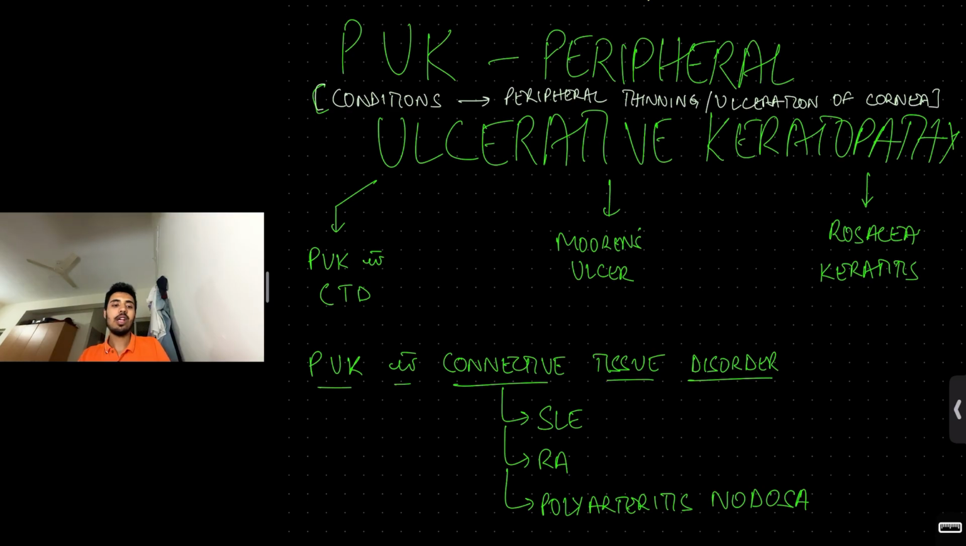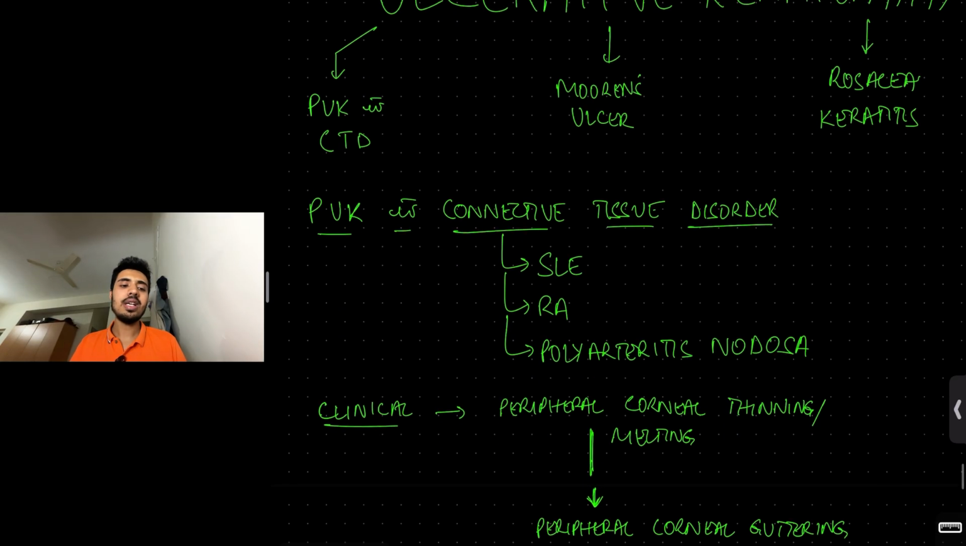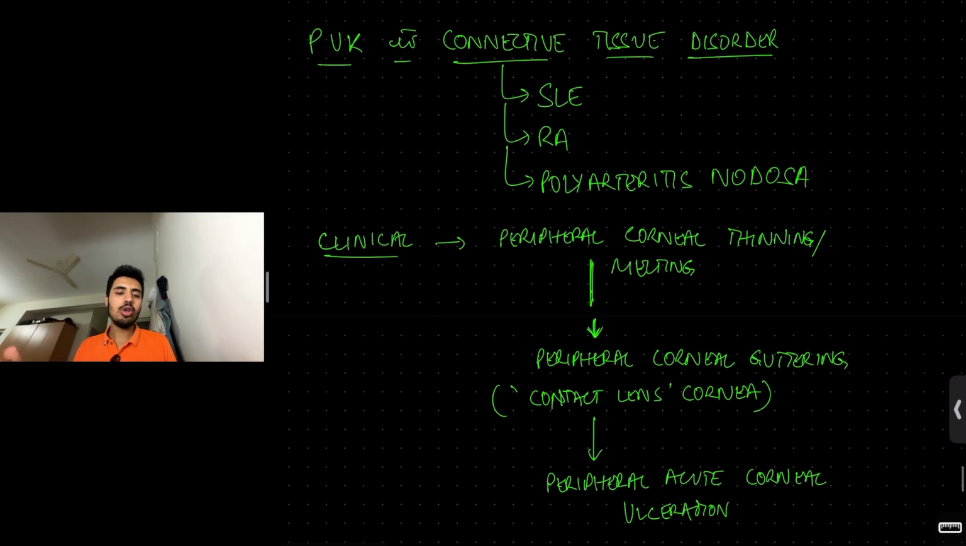Then, next coming to some conditions known as PUK, peripheral ulcerative keratopathies. Peripheral ulcerative keratopathies mainly include three things: peripheral ulcerative keratopathy with connective tissue disorder, then Mooren's ulcer, and rosacea keratitis. So what happens in peripheral ulcerative keratitis with connective tissue disorder? What could be the connective tissue disorder? It could be rheumatoid arthritis, SLE, polyarteritis nodosa, etc.